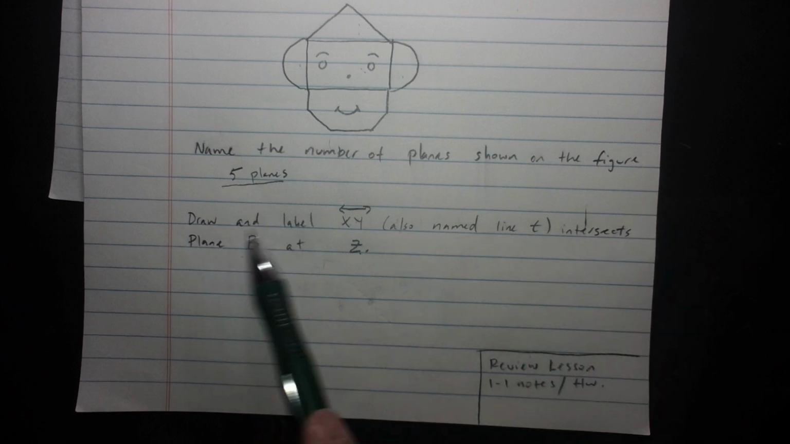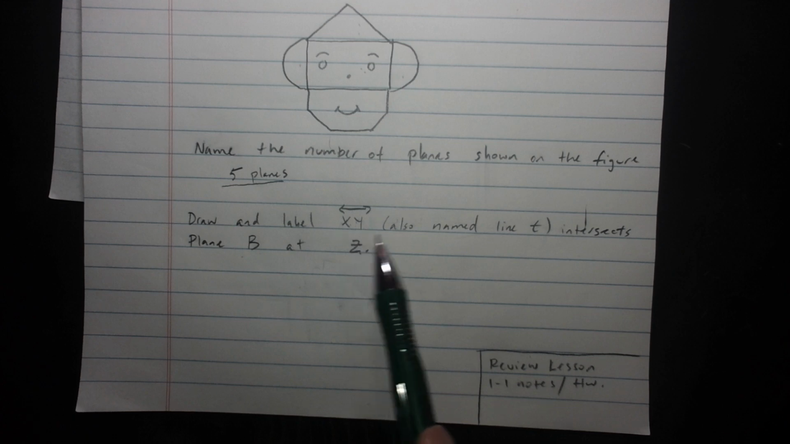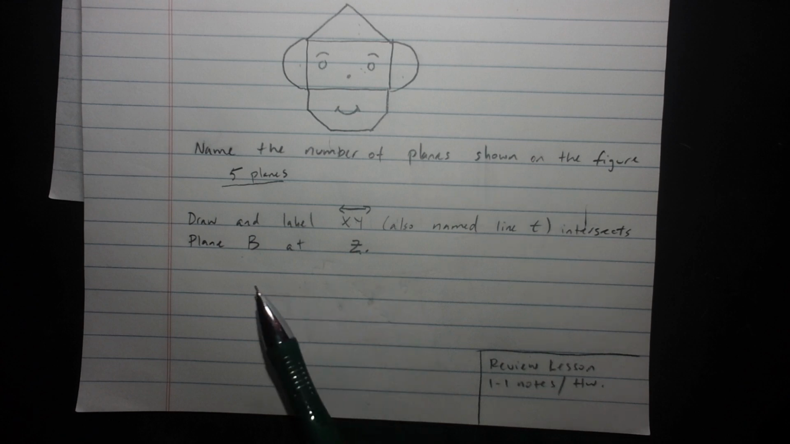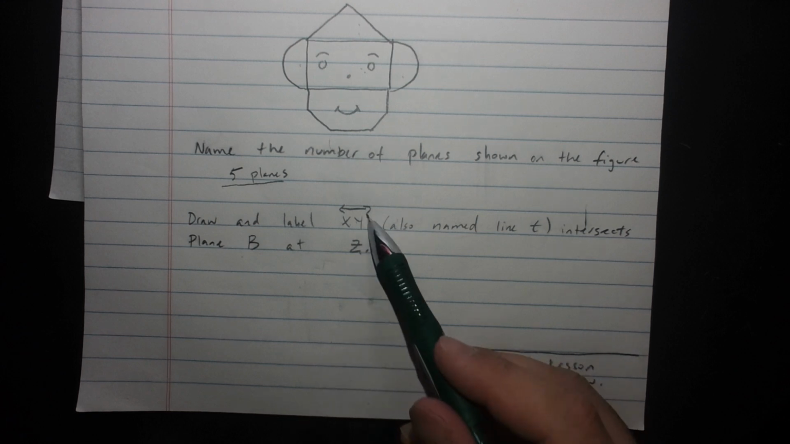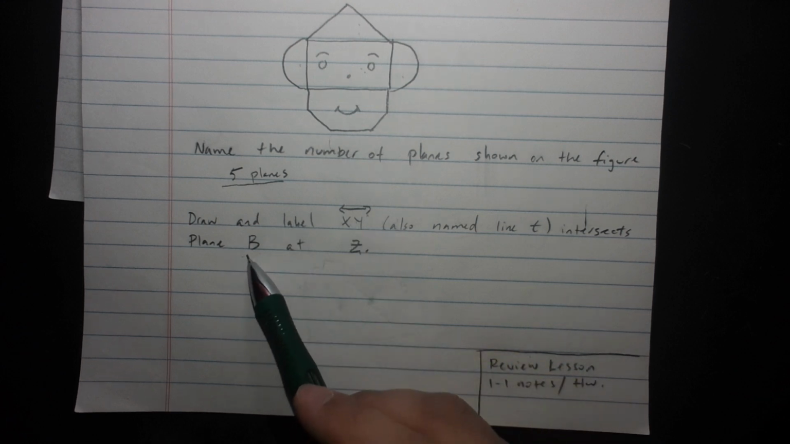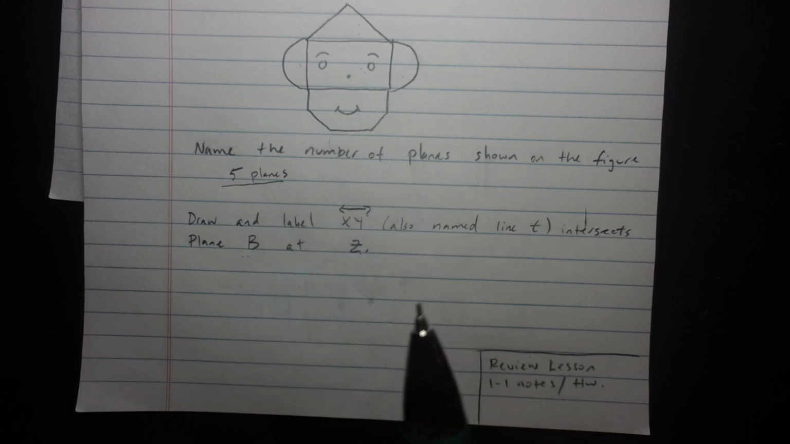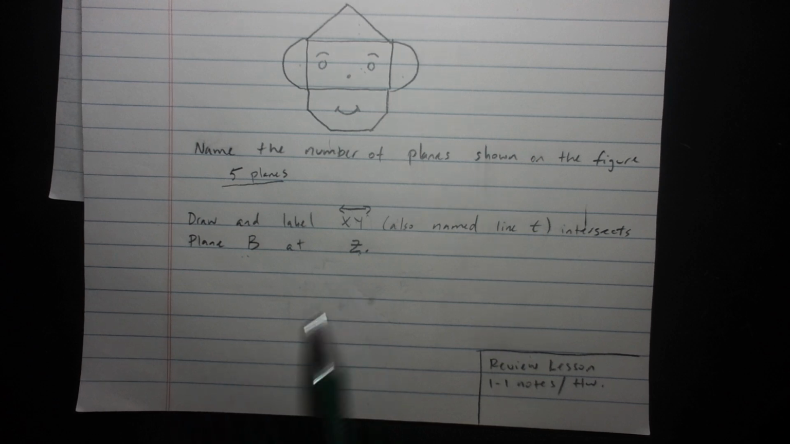Okay, so for our final problem tonight, we're going to be looking at this particular problem. It says draw and label line XY, which we will also name line T, which intersects plane B at Z. So I'm going to identify 2 objects in question. I have line XY and plane B. And these 2 objects should meet at this particular location, Z or point Z.